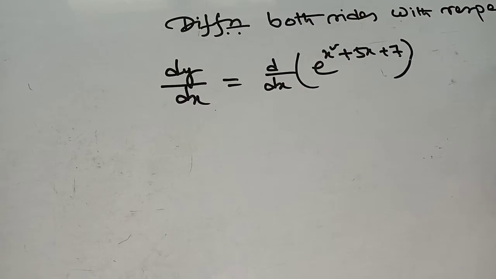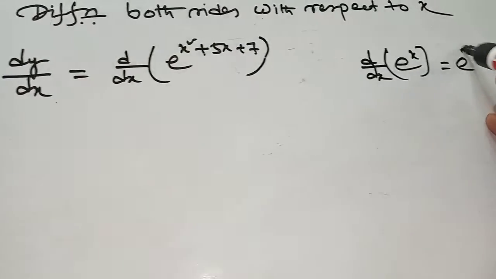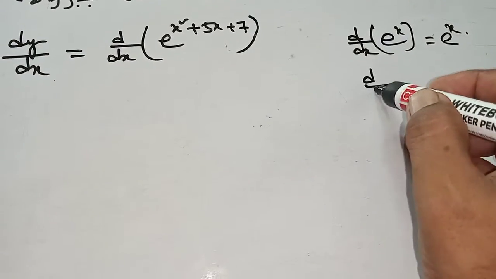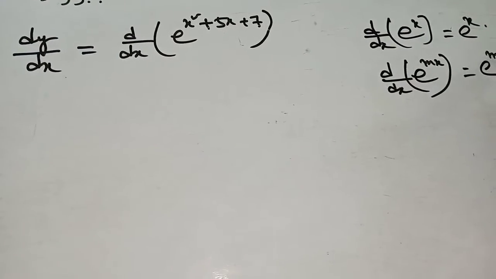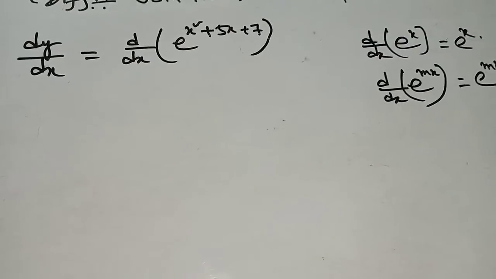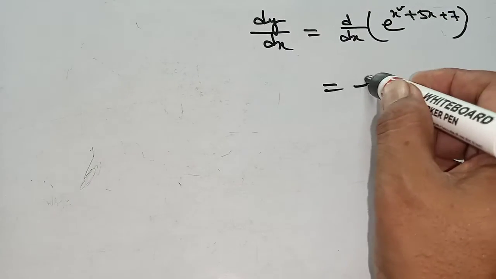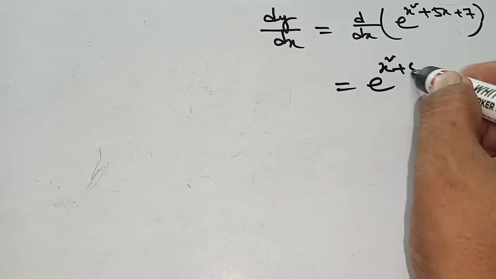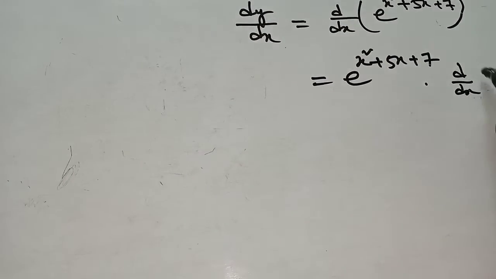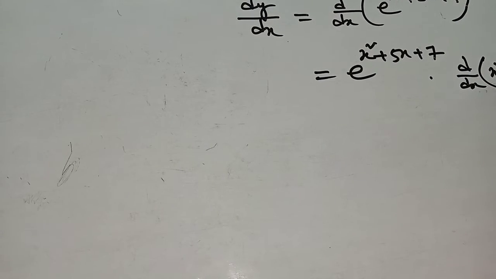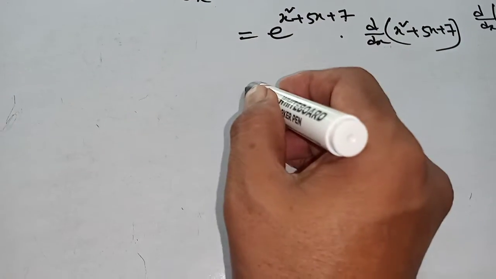You must learn the formula: d/dx of e to the power x equals e to the power x, and one more formula: d/dx of e to the power mx means e to the power mx into m. Now, this is e to the power x, and it needs the chain rule. So e to the power x means e to the power x into d/dx of x square plus 5x plus 7.